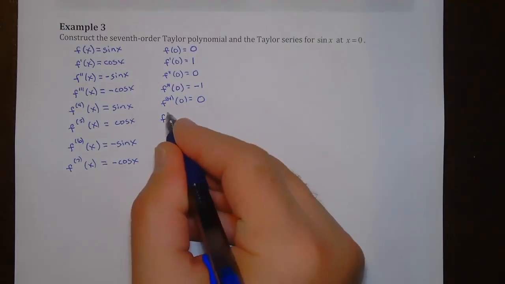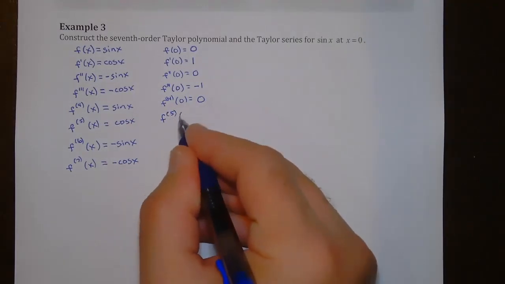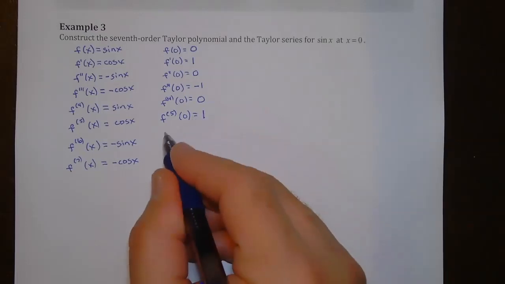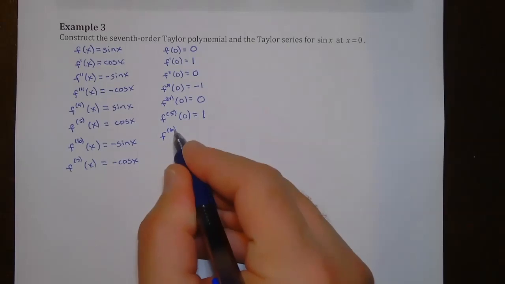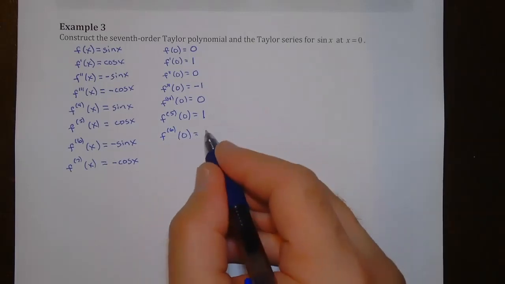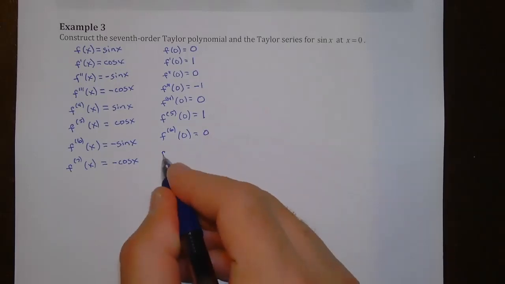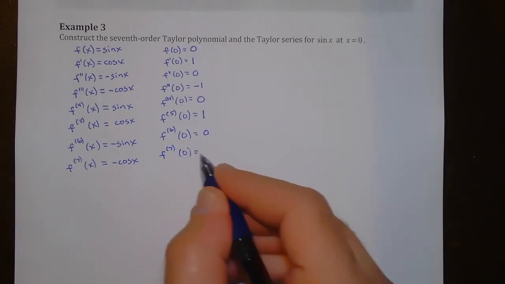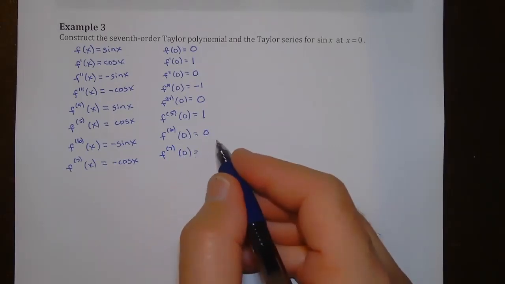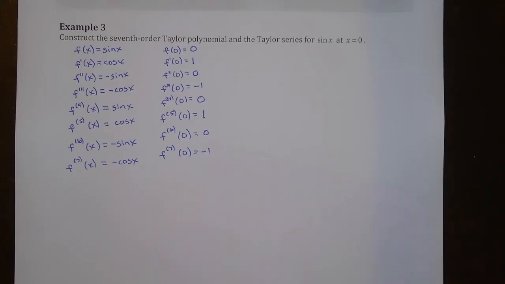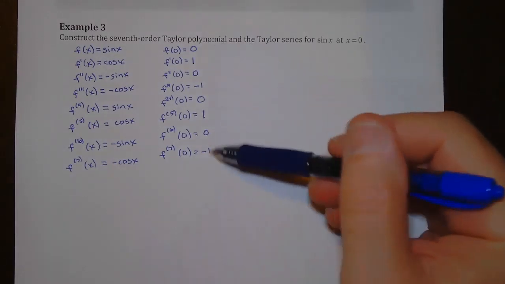And then the fifth derivative at 0 would be back to cosine of 0, which is 1. And then the sixth derivative at 0 would be negative sine of 0. Well, sine of 0 is 0, so this would be 0. And then the seventh derivative at 0 would be negative cosine of 0. Cosine of 0 is 1, so this becomes negative 1. Okay, and those are the first 7 derivatives for sine x, and their values at 0, right?